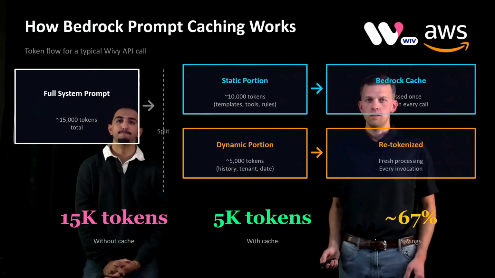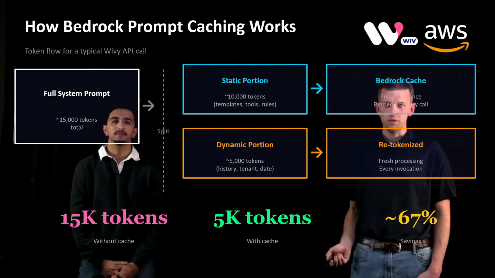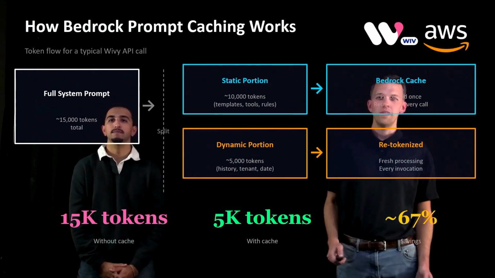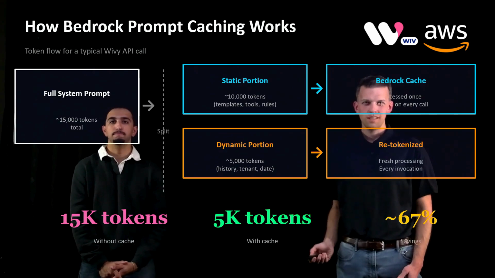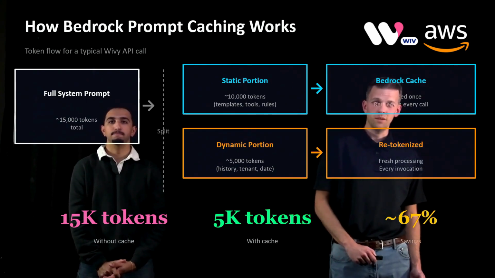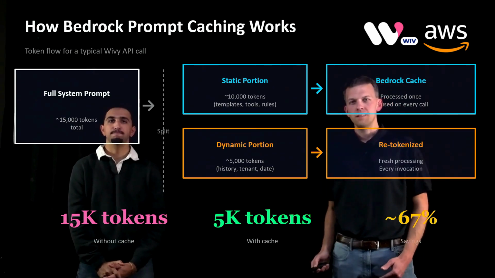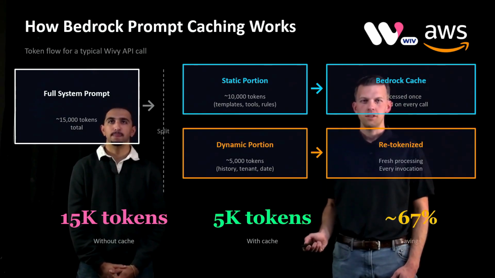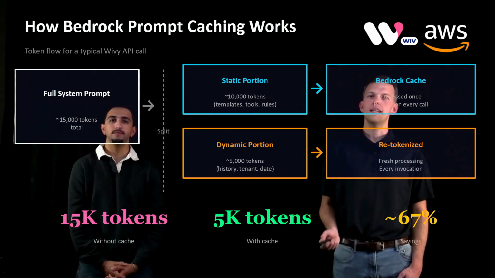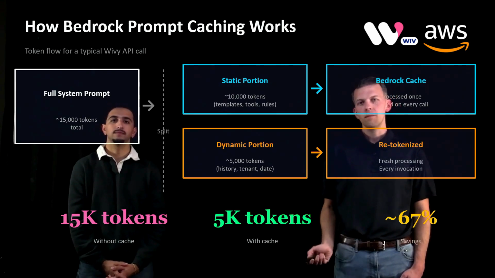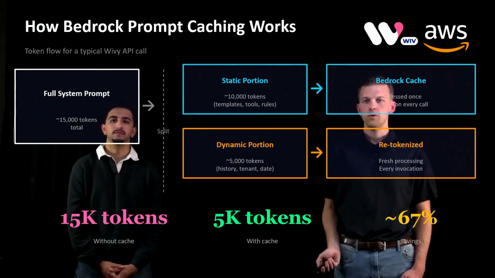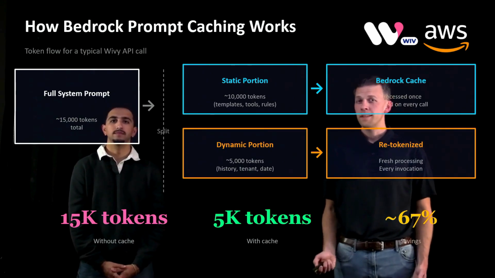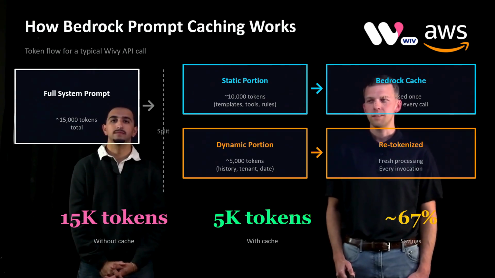Here's a typical call. 15,000 tokens total in the system prompt. So we split it up. About 10,000 tokens are static and 5,000 tokens are dynamic. Those 10,000 static tokens hit the Bedrock cache and are processed once and reused on every subsequent call. Only the 5,000 dynamic tokens get re-tokenized fresh. That's roughly a 67% reduction in token processing per call.